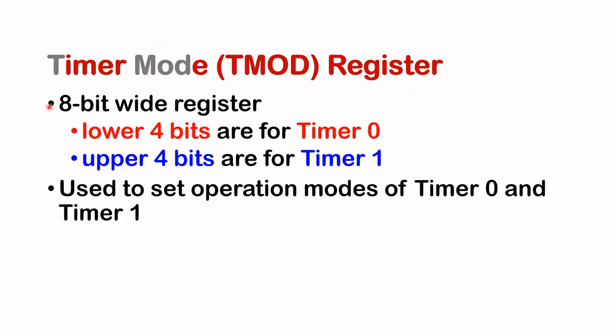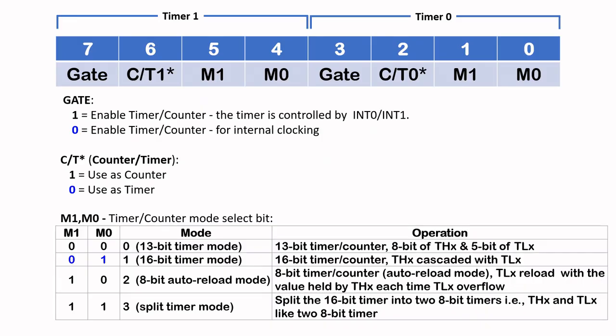Okay, so let's take a look at the timer mode register, or the TMOD register. So the TMOD register is an 8-bit wide register. The lower 4 bits is used for timer 0. The upper 4 bits is used for timer 1. And the TMOD register function is to set the operation modes of timer 0 and timer 1. As mentioned a few moments ago, the lower 4 bits is used for timer 0, and the upper 4 bits is used for timer 1.